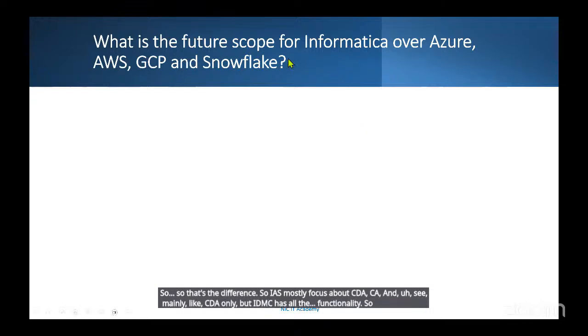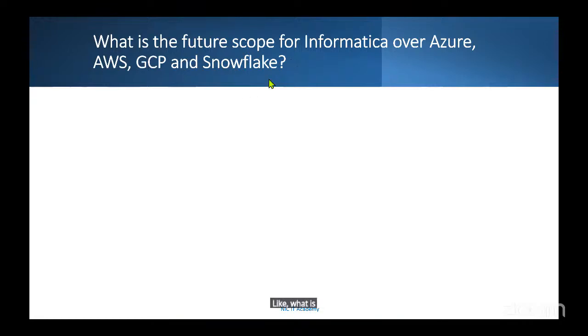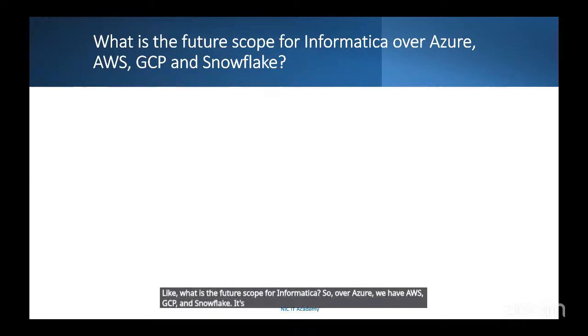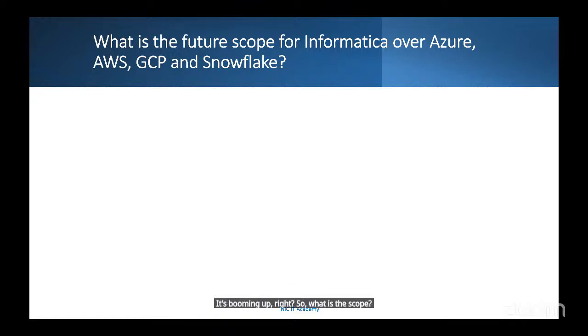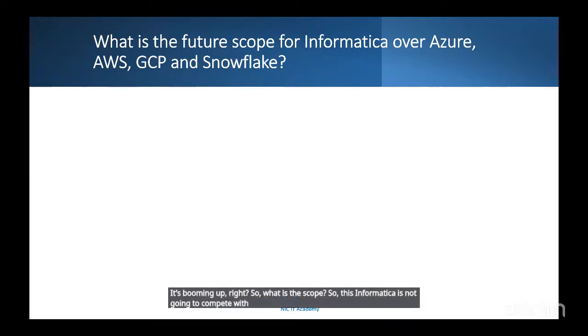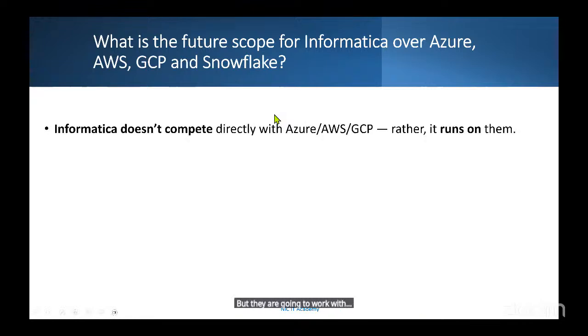I'm getting a lot of questions on this particular topic, like what is the future scope for Informatica? Over Azure, we have AWS, GCP, and Snowflake booming up. Even Databricks is booming up. So what is the scope? Informatica is not going to compete with Azure or AWS or GCP, but it is going to work with these platforms. Informatica doesn't compete directly with these platforms; rather, it runs on them.